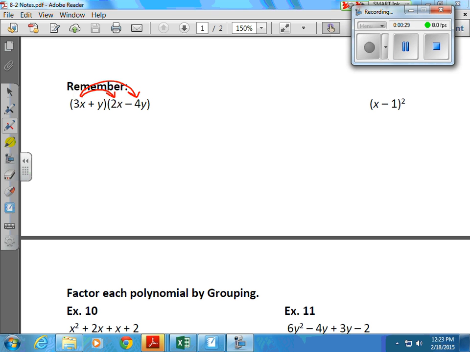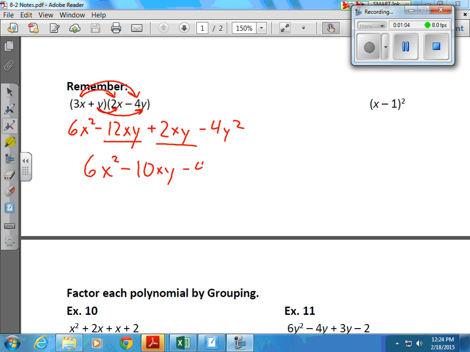of parentheses. So 3x times 2x becomes our 6x squared, and 3x times negative 4y would be a negative 12xy. Then we take and distribute the y, and we get a positive 2xy, and then a negative 4y squared. We look for like terms, and we get the two middle terms for both of the xy types. So we get 6x squared minus 10xy minus 4y squared. And that's our answer there.